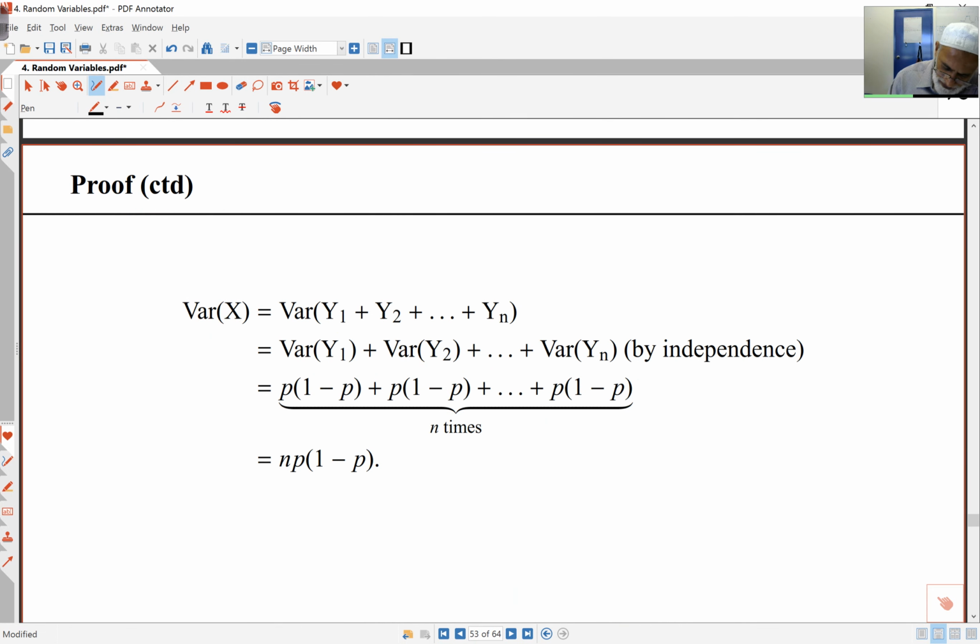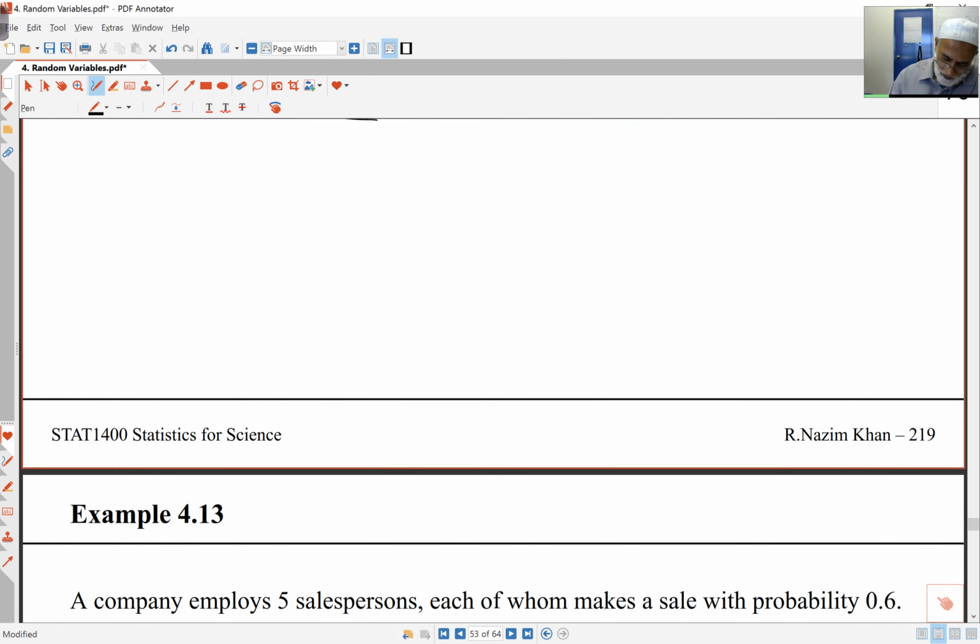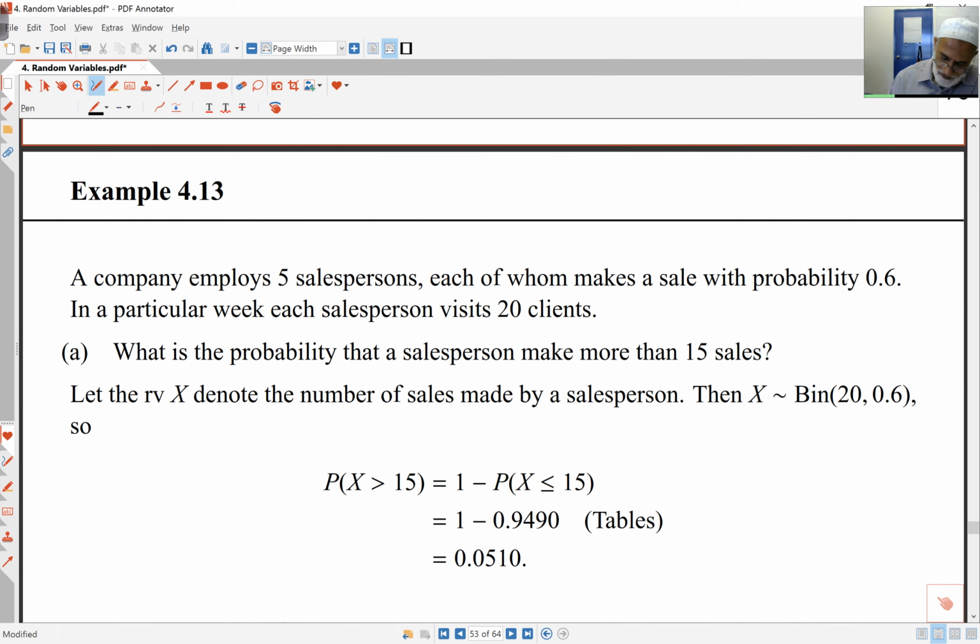For the variance, a similar thing applies. I've got variance of a sum here. Now, if they're independent, and we'll see this afterwards, if the random variables are independent, then the variance of a sum is the sum of the variances. So I'm just adding the variances up again, and each of the variances for the Bernoulli is p times 1 minus p. I'm adding them n times. I get np times 1 minus p. So this is our work for the binomial distribution.